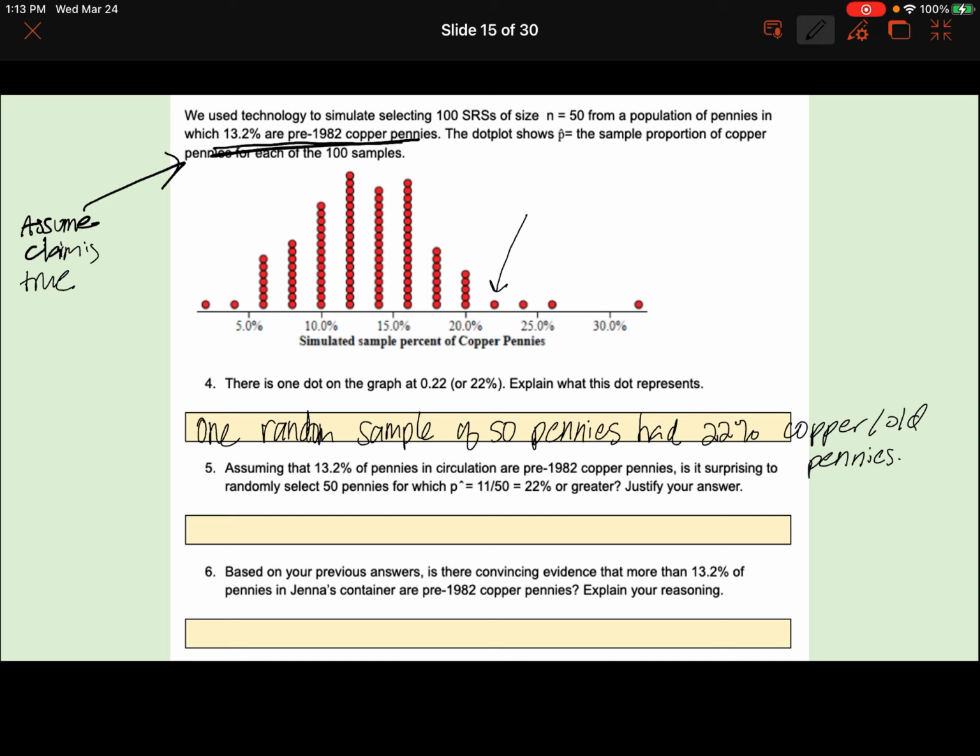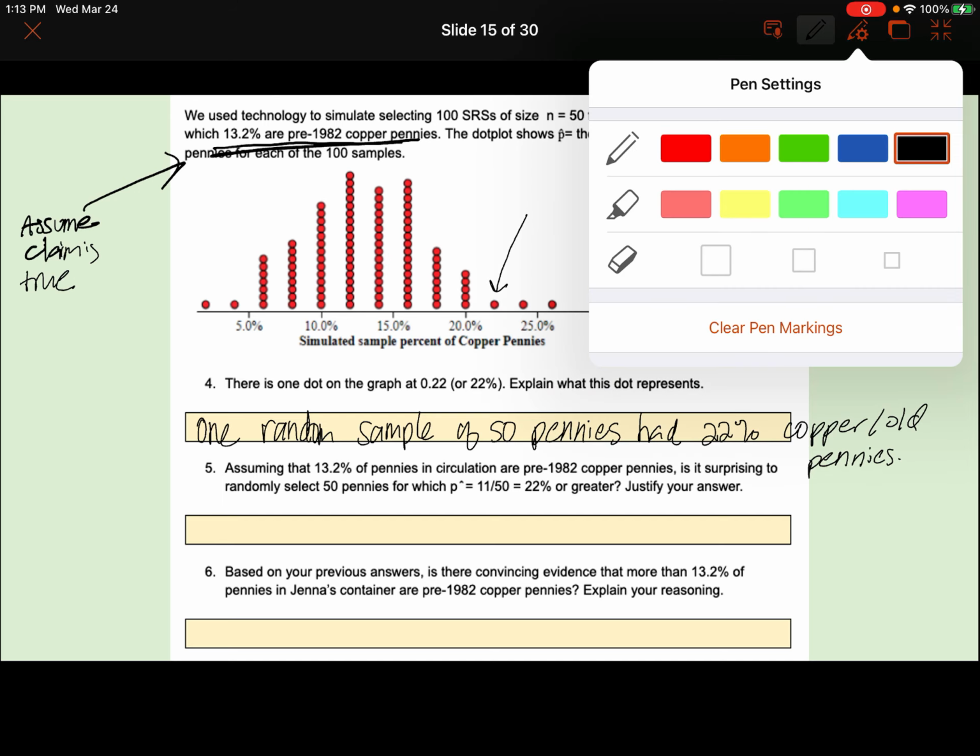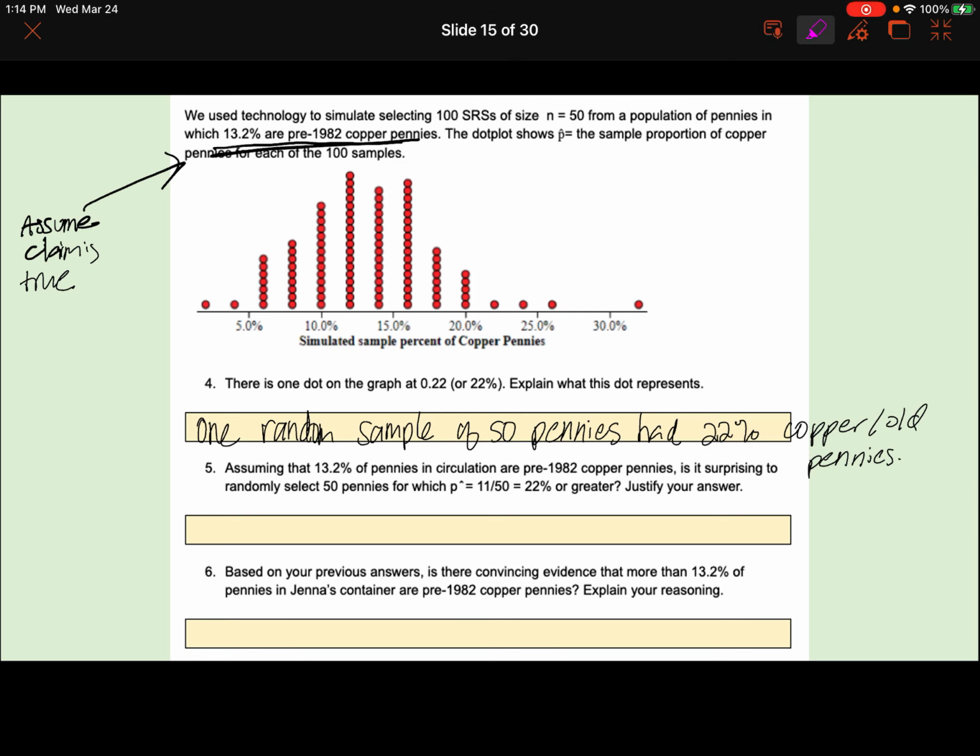All right, question 5. Assuming that 13.2% of pennies in circulation are pre-1982 copper pennies, is Jenna's result surprising? Is it surprising to get a sample of 50 pennies for which p hat is 11 out of 50, which is 22%? Justify your answer. Okay, so for this, I'm going to go find her result on the graph. So she had gotten 22%. I am interested in 22% or higher.